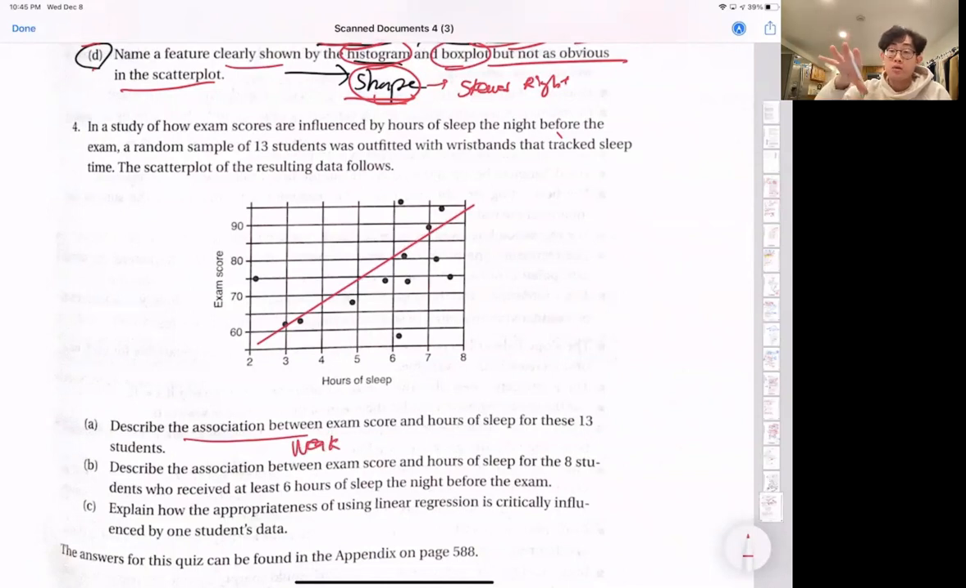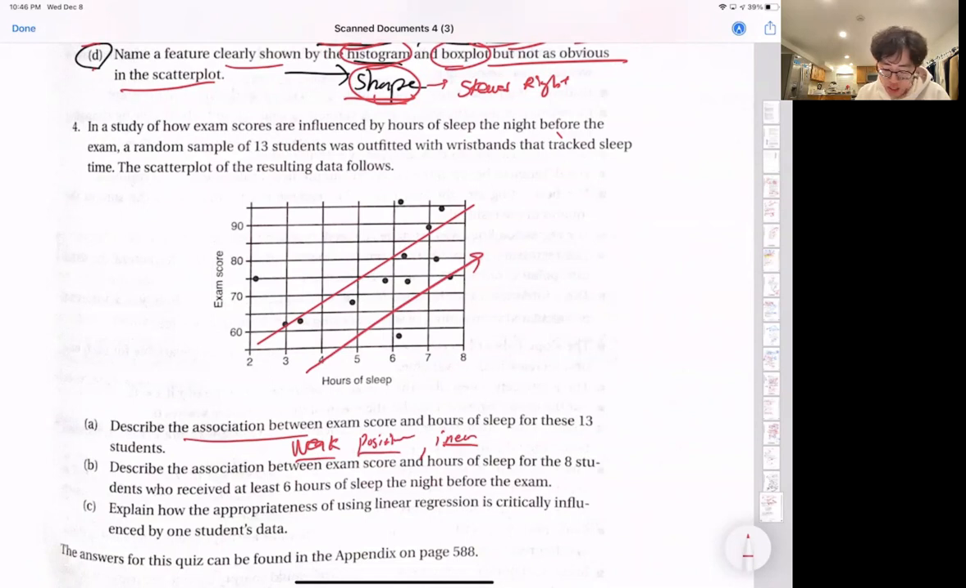There's an example of moderate on the previous quiz, and you guys know what a strong one looks like. This is certainly a weak relationship, but it's definitely positive. We can see that trend happening from left to right. It's weak and it's linear. So remember form, strength, and direction.